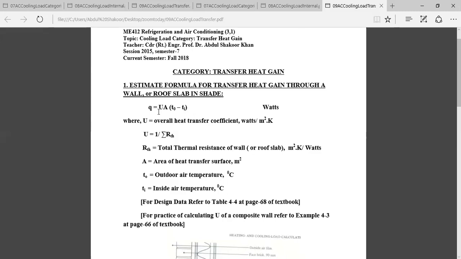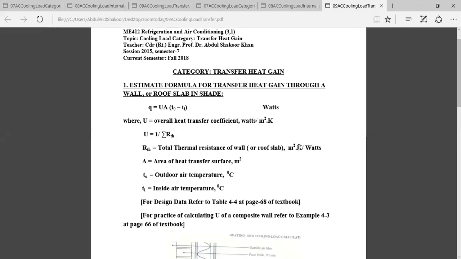And U is overall heat transfer coefficient. You have learned this in chapter 2, and it is repeated here; you have learned this in the heat mass transfer course. And A is the surface area of heat transfer. So in SI system, A is in meter square, delta T is in degrees Kelvin, and U, the overall heat transfer coefficient, is in watts per meter square Kelvin. This is the unit.